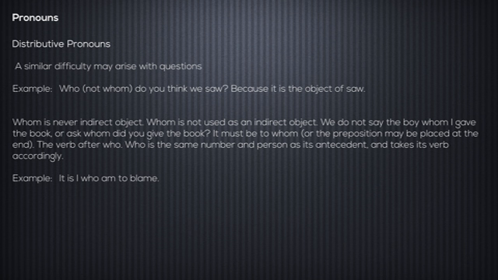Whom is never an indirect object. Whom is not used as an indirect object. We do not say the boy whom I gave the book or ask whom did you give the book. It must be to whom, or the preposition may be placed at the end. The verb after who is the same number and person as its antecedent and takes its verb accordingly. For example, it is I who am to blame.